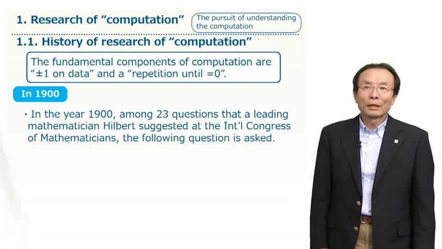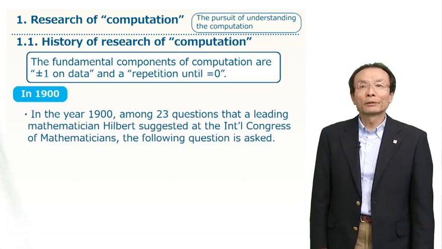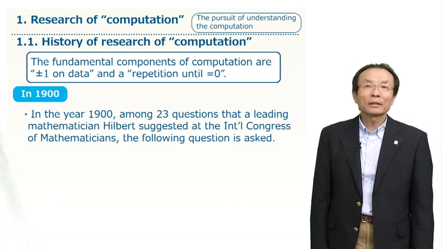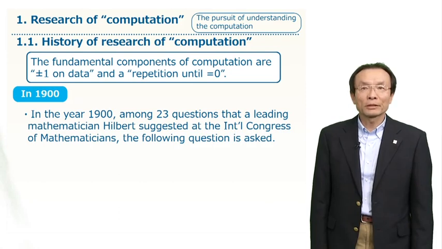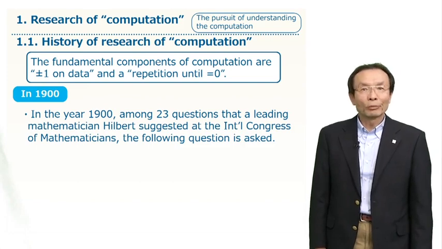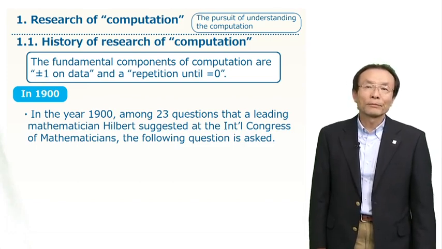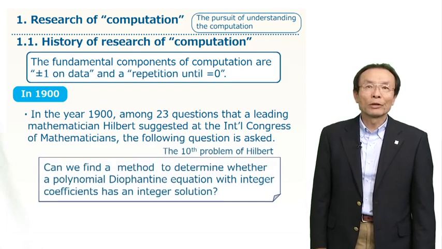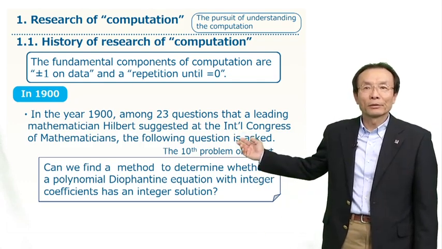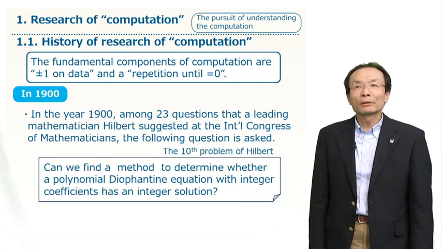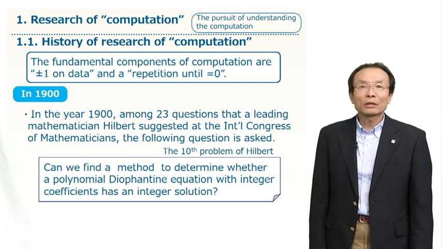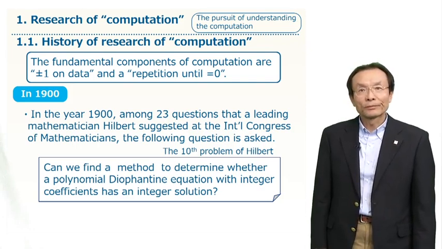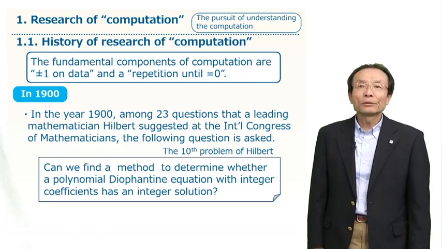In the year 1900, just at the dawn of the 20th century, Hilbert, a leading mathematician of that time, suggested at the International Congress of Mathematicians that there were 23 problems which would likely become important during the 20th century. Among them, the following question was asked as the 10th problem. Can we find a method to determine whether a polynomial Diophantine equation with integer coefficients has an integer solution? In other words, how to compute this integer solution.